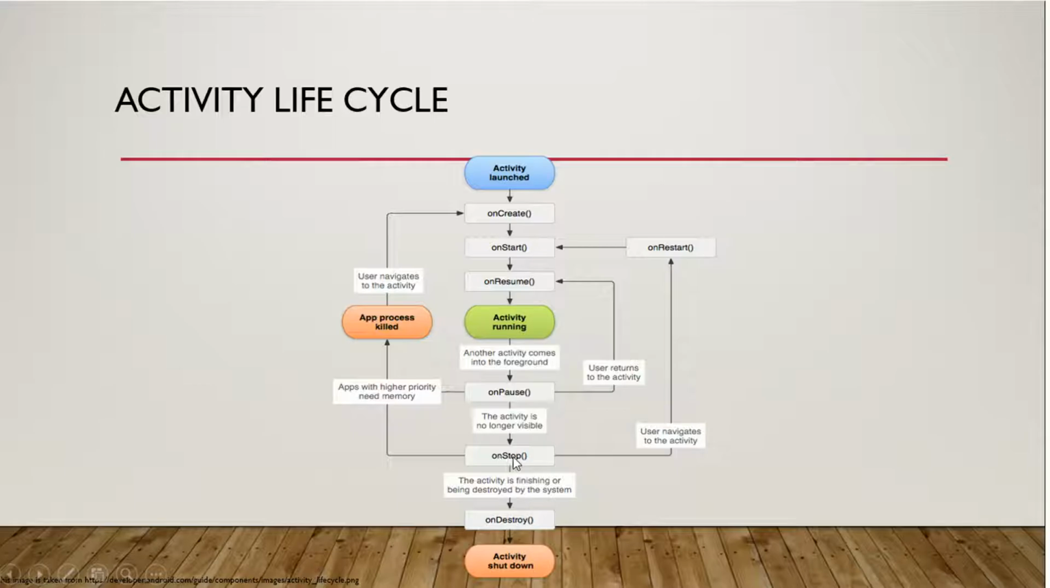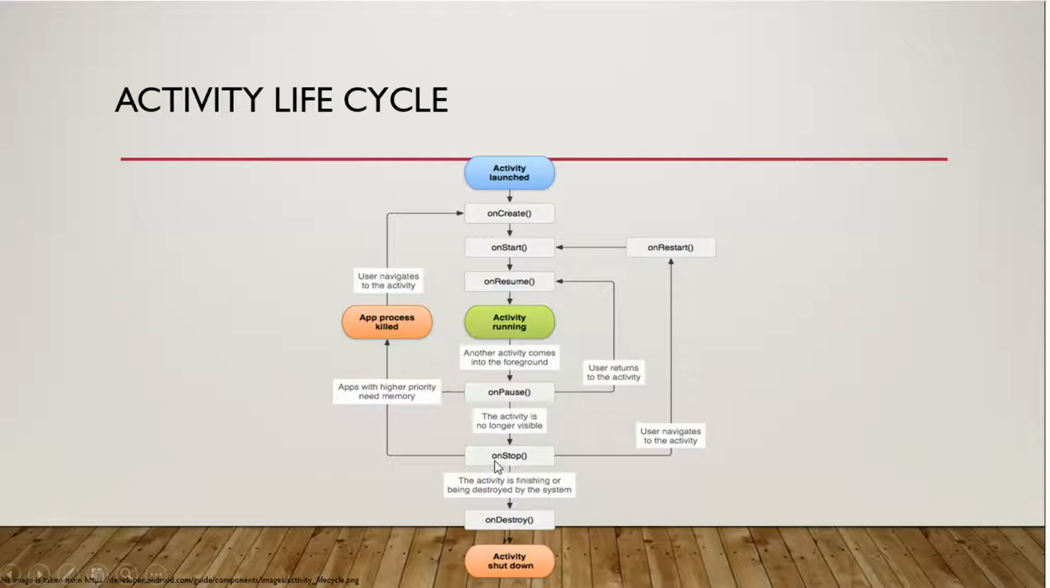After onStop and onPause, an app with higher priority may need memory. An app with higher priority means, just like when someone is calling on our Android mobile phone, this activity will be killed by the application process. At that time, it will be killed by the system.